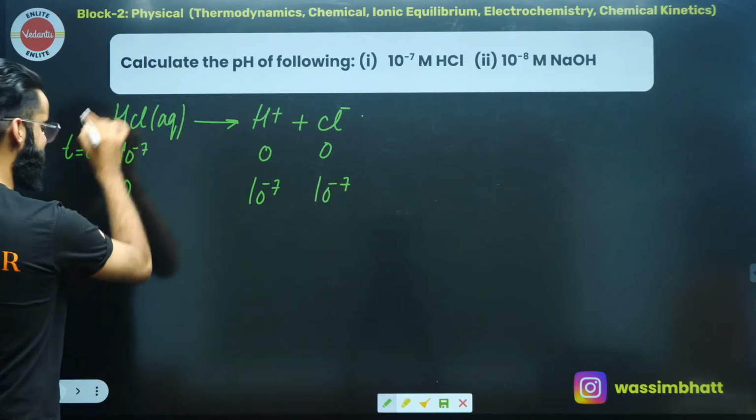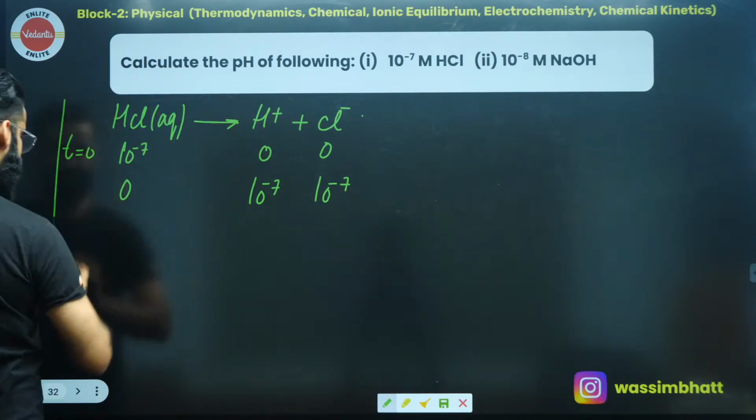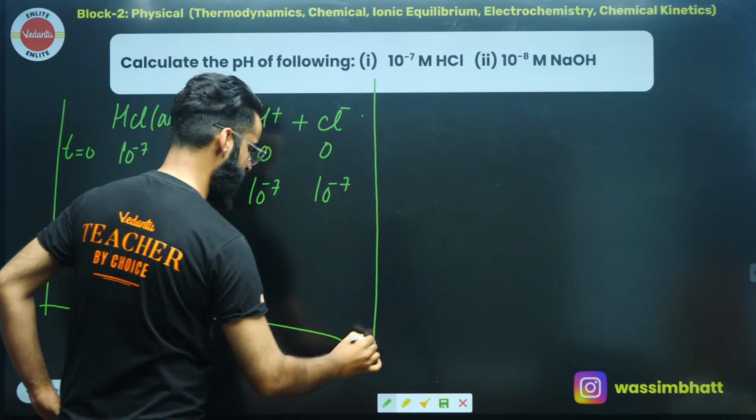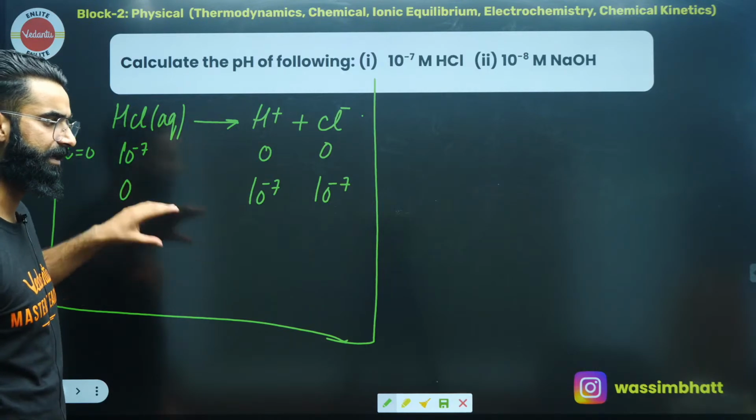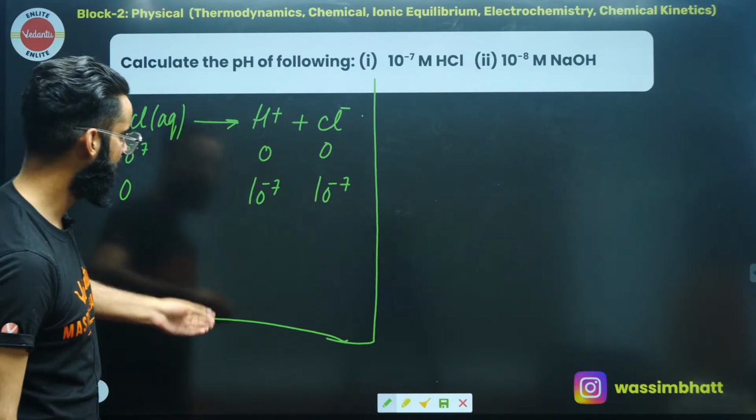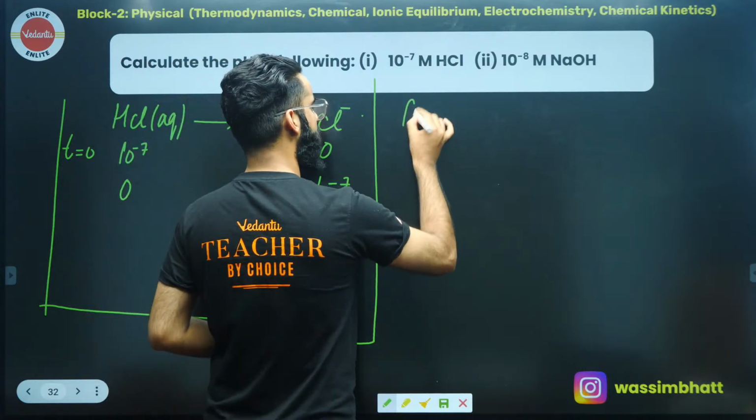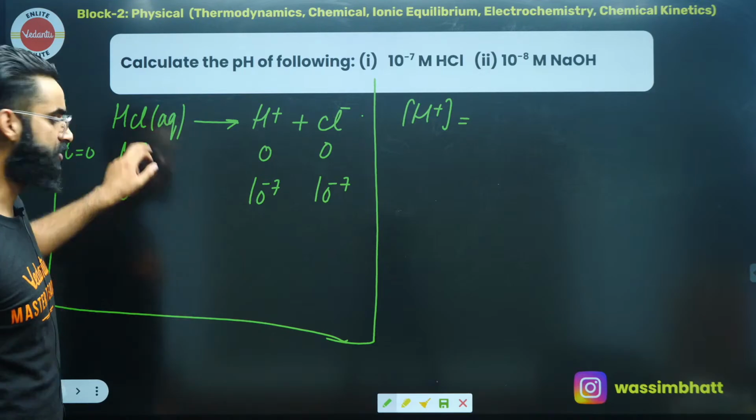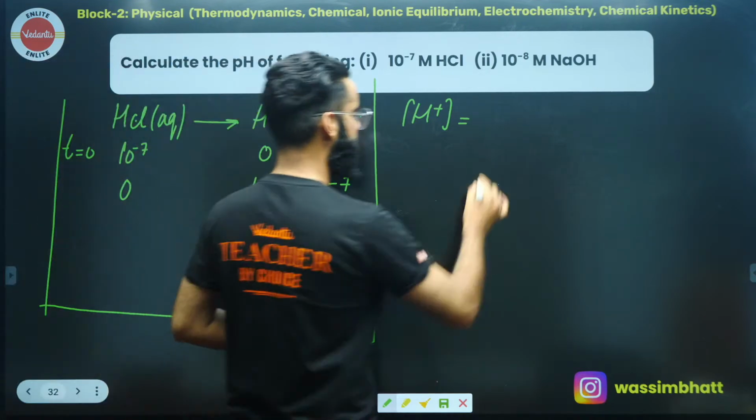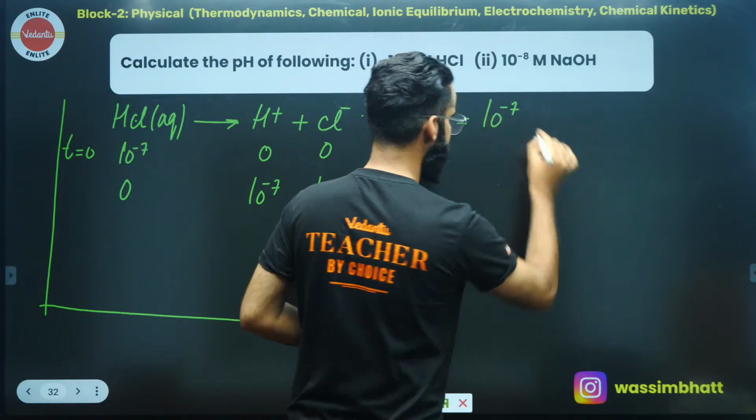So from this acid, if I ask you, first of all, this is the acid which you are putting in the container. The container already contained water. In that container, you are putting HCl, right? Now, what is going to be the concentration of H positive ions coming into the container due to this acid? It is 10 raised power minus 7 molar.